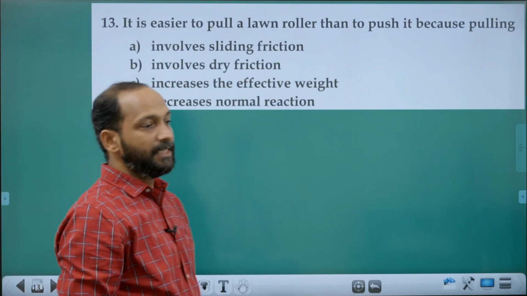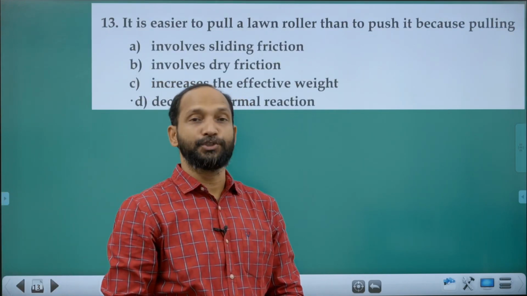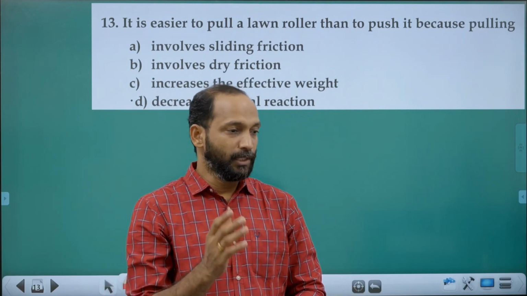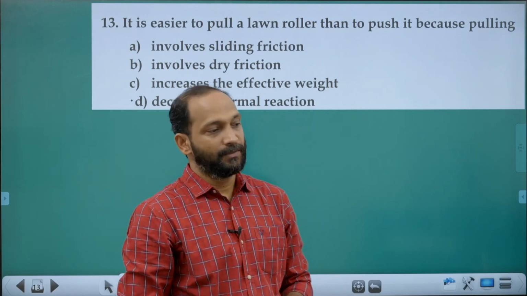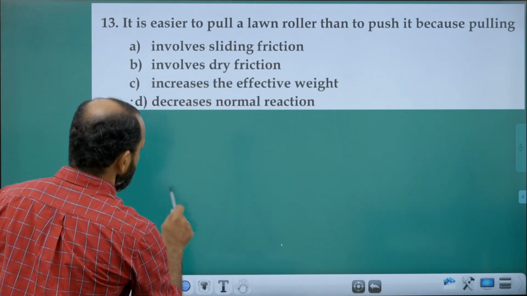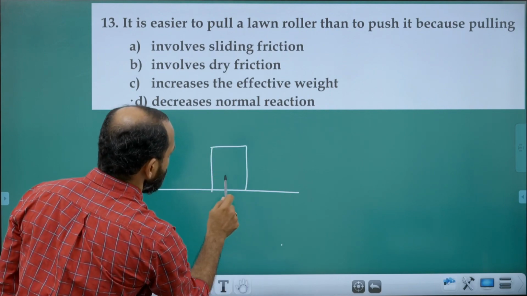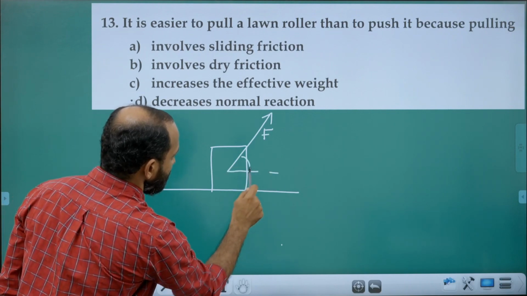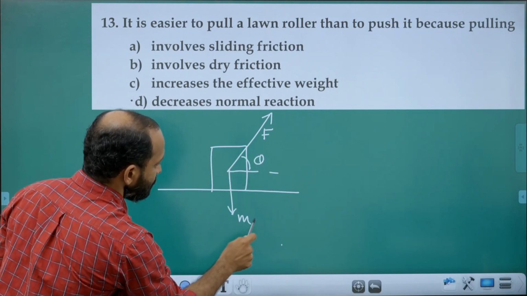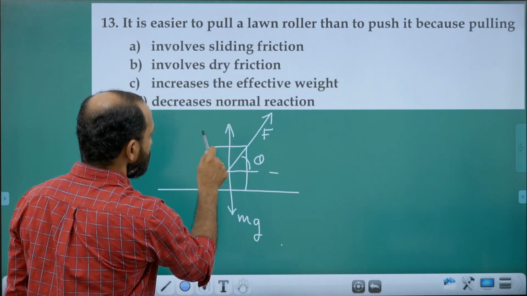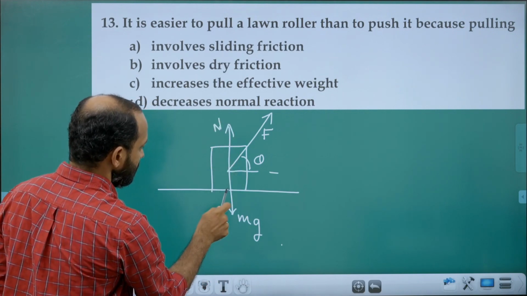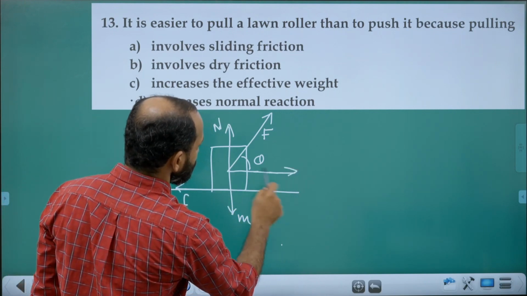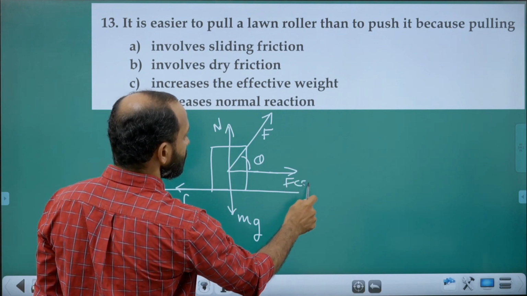Next one, 13. It is easier to pull a lawnmower than to push it because pulling reduces normal contact force. Pulling reduces friction. Let me show how it is. You have a block here. You are pulling it with a force F at an angle theta. Various forces are mg, then normal contact force, then frictional force, then resolving this applied pulling force into rectangular components.